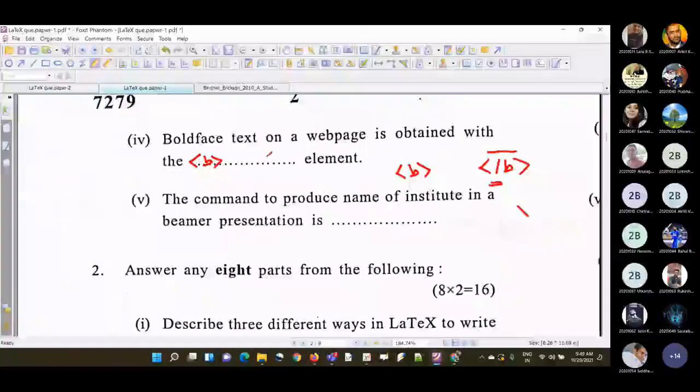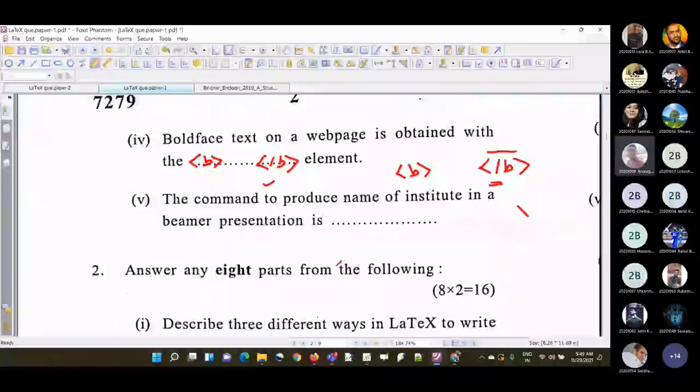But sometimes to emphasize more, we used to write strong also. So that is another thing. But usually if they are asking boldface only, then we need to write this. Okay. The command to produce name of institute in a Beamer presentation.